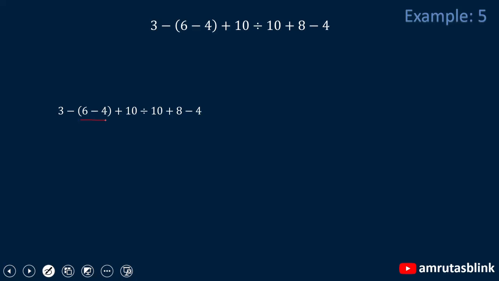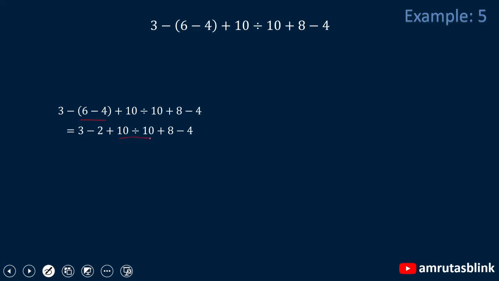We'll move to example number 5. 3 minus 6 minus 4 plus 10 divided by 10 plus 8 minus 4. Now first of all we'll solve this bracket. So we have 3 minus, now 6 minus 4 is 2, plus 10 divided by 10 plus 8 minus 4 as it is.